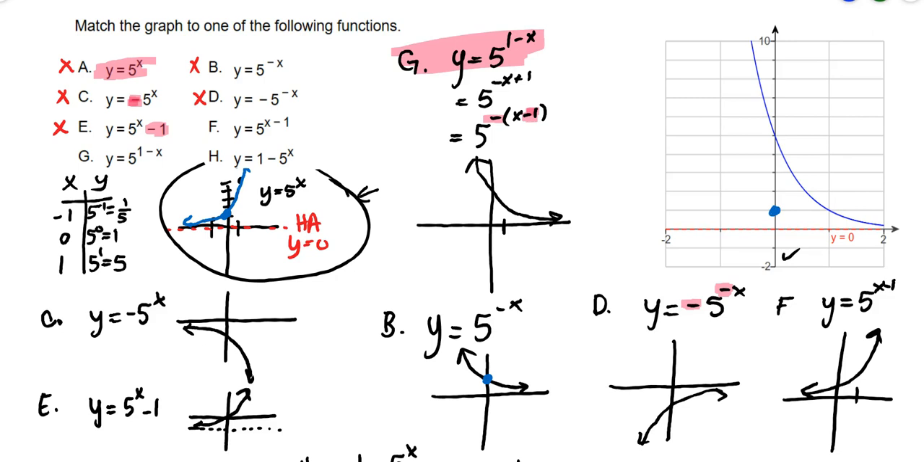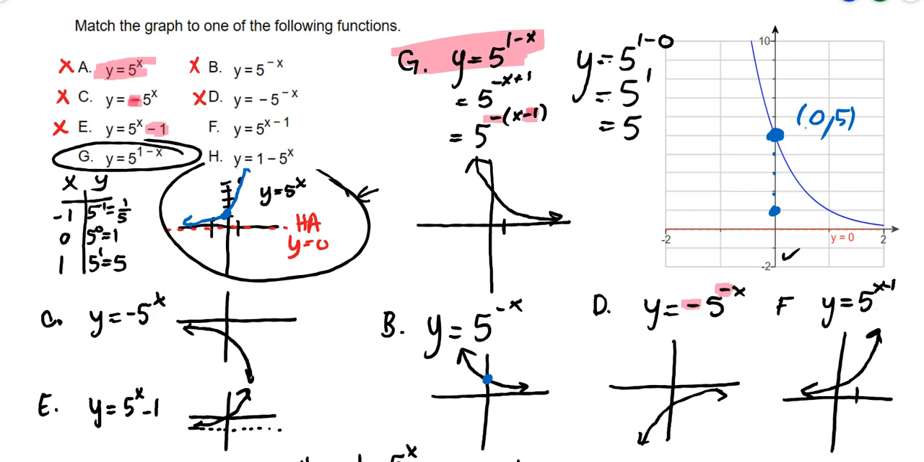And just to check one more time, I'm going to check this point on the graph. That's the point (0, 5). If I plug a 0 into this function, so y equals 5 to the 1 minus 0, that's 5 to the 1, which is 5. So at least that 1 point matches exactly. So G is our answer.